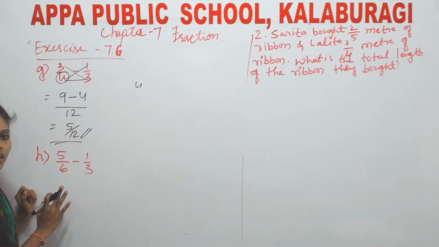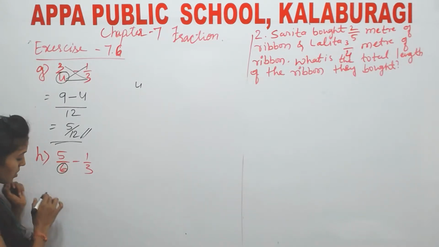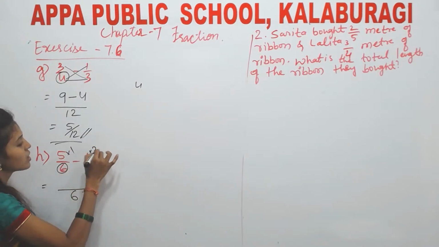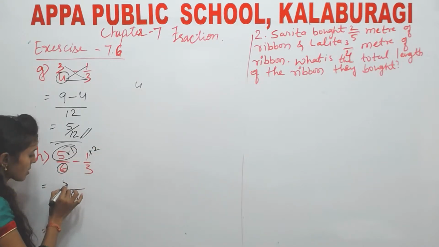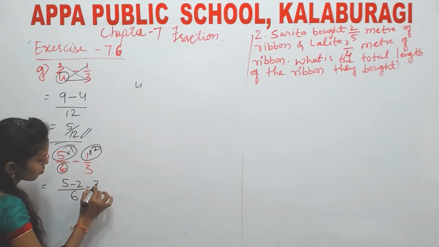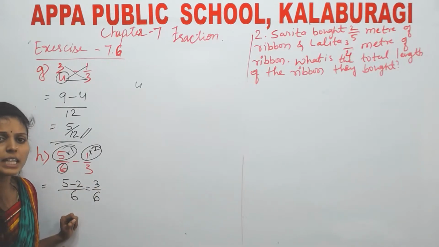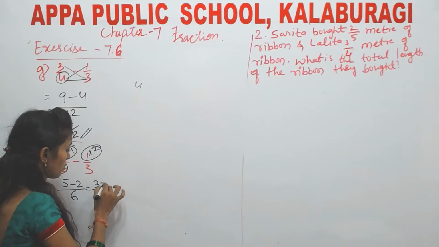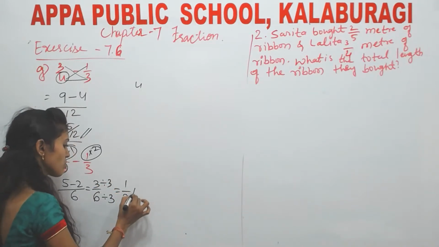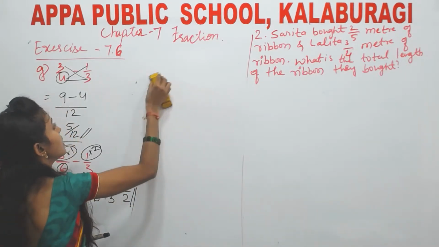Yes. Now here 6. 6 1s are 6. That is there in both the tables. So therefore LCM is 6. 6 1s are 6. 3 2s are 6. So 5 1s are 5 minus 1 2s are 2. So 5 minus 2 is 3 by 6. Now both are divisible by 3. Equivalent fraction. So 3 1s are 3. 3 2s are 6. Over. Got it? Yes.